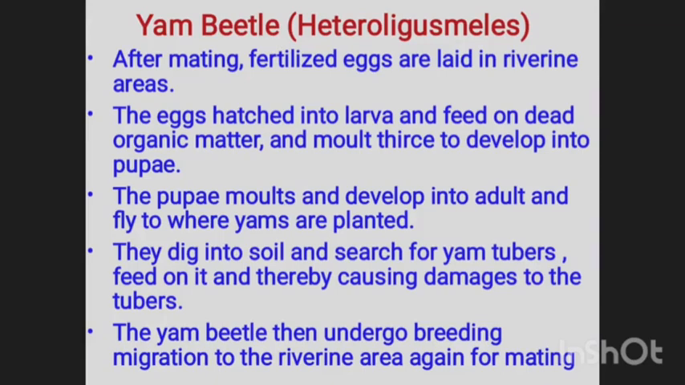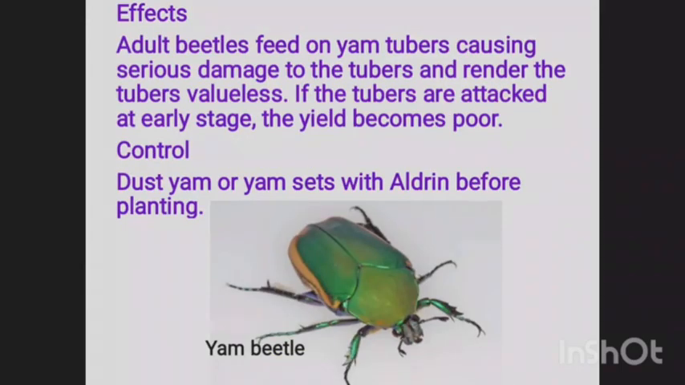Once they get to where the yam is planted, they dig into the soil and search for yam tubers, feed on them, and damage the yam tuber. Then the yam beetle undergoes breeding migration to the riverine area again. Once they've done that, they go back to the riverine area for mating. How do we control this?